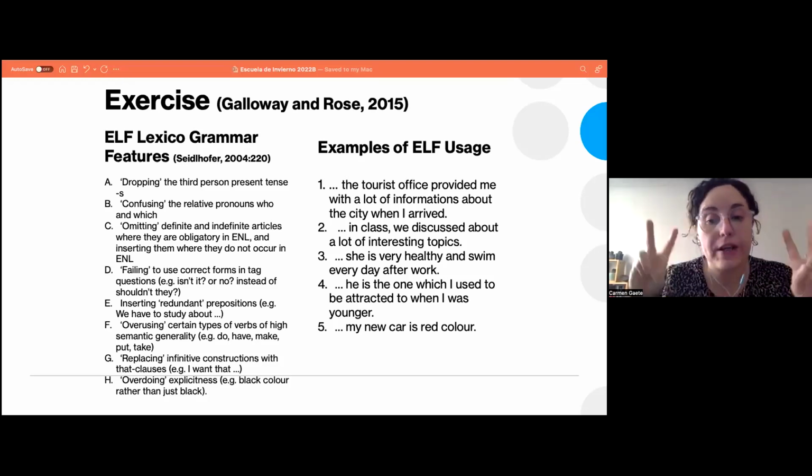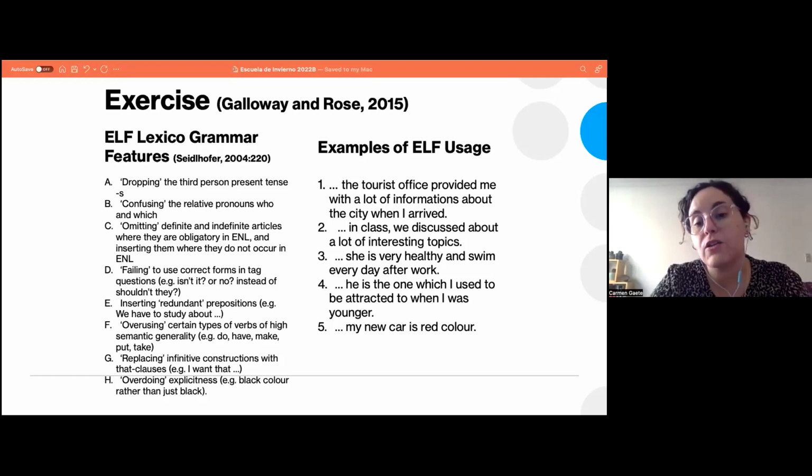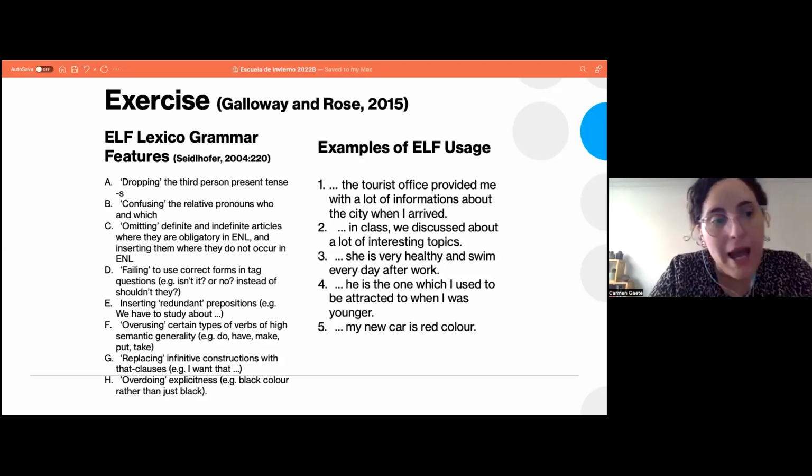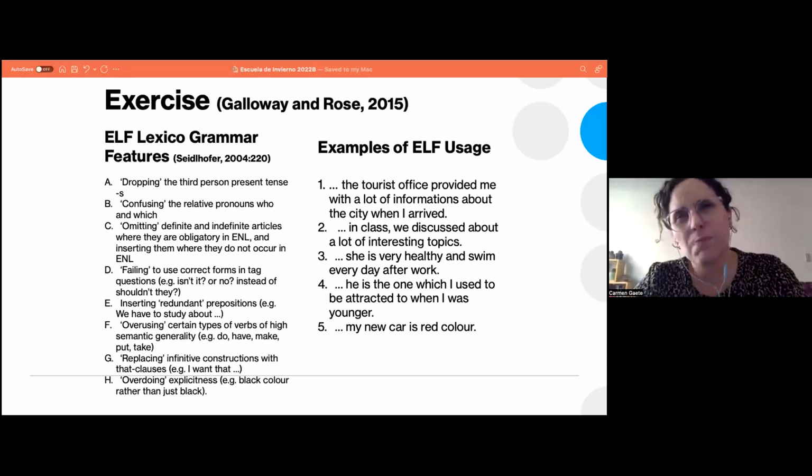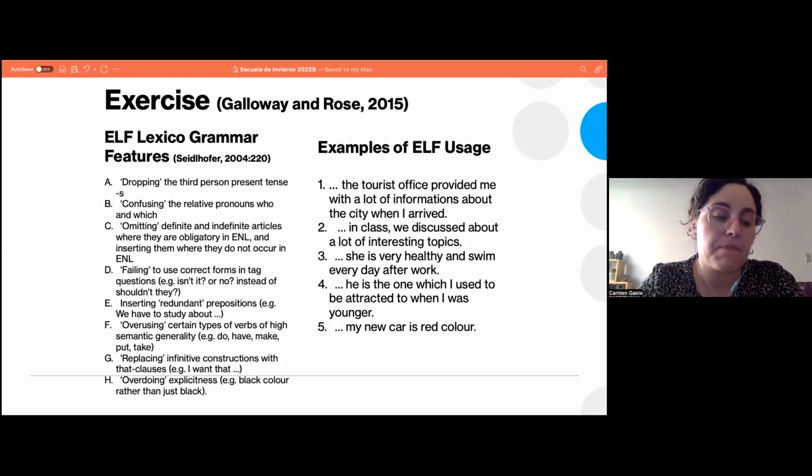So the correct form according to standard norms would be, we discuss a lot of interesting topics. The preposition about should not be there. However, if you listen to very proficient non-native speakers of English, you will see that they use this preposition after the verb discuss. And again, this is becoming more accepted. Perhaps a native ear will highlight this as a problem. I'm not sure. In my experience, they don't. They might say we discuss topics instead of we discuss about topics, but they don't highlight it as an issue.